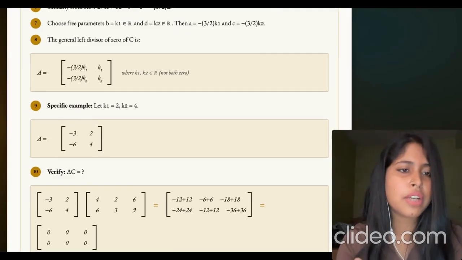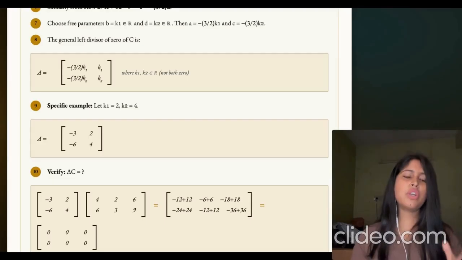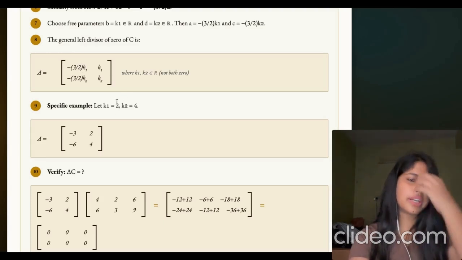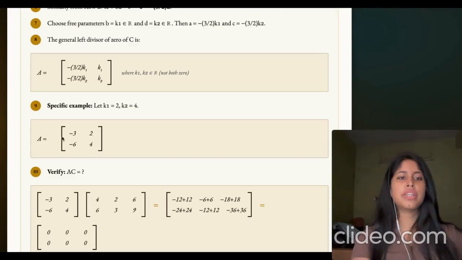Now if you want to check a specific example, you can take k1 to be 2 and k2 to be 4. Why did I take this specific example? Because I can cancel off the fraction part. For the 2 part, I have taken multiples of 2 for k1 and k2. So if I take k1 to be 2 and k2 to be 4, then we get a to be minus 3, 2 and minus 6, 4.